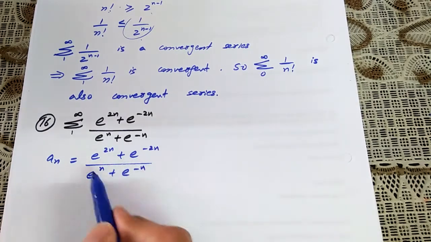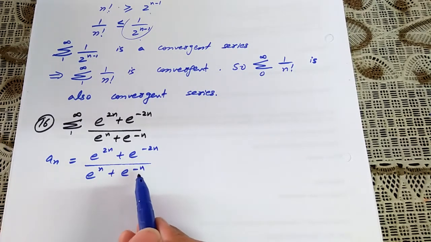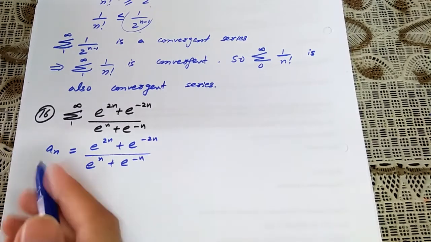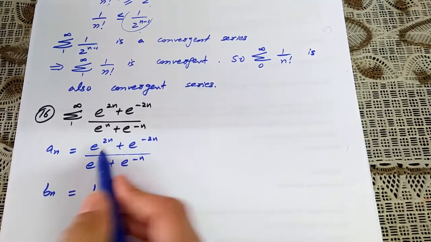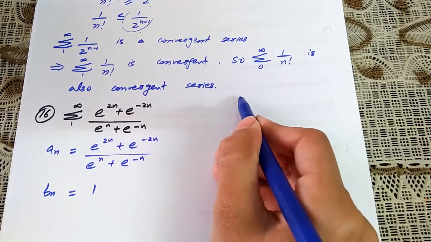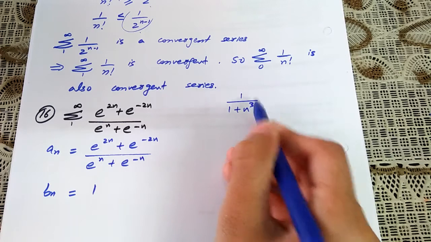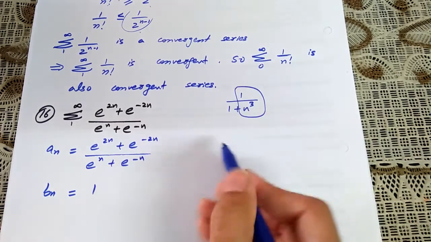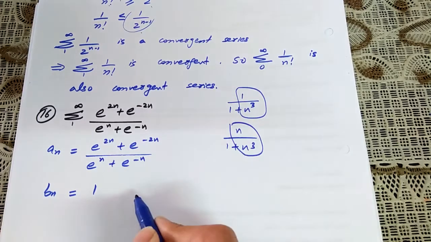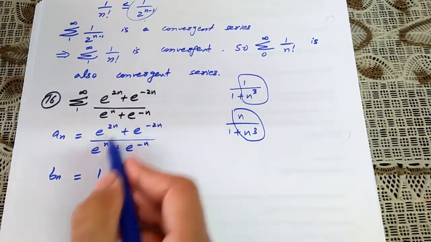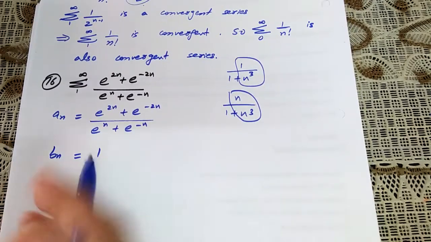Now here we cannot conclude about the term bn. So let bn be equal to 1, because if we have a function like 1 over 1 plus n raised to power 3, then we take this term as bn. Or if we have n over 1 plus n cube, we take this term as our bn. But here we cannot say anything regarding bn, so just let bn be equal to 1.